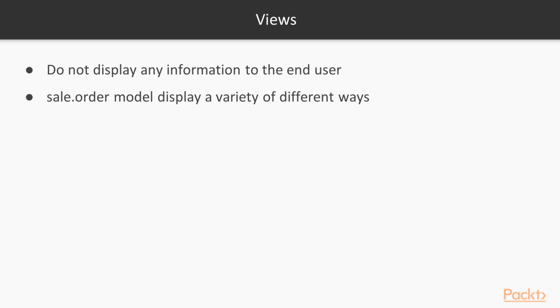The second component of Odoo is views. Models by themselves do not display any information to the end user. Data that is stored from the models is displayed in your applications using views. This allows the sale.order model information to display in a variety of different ways.